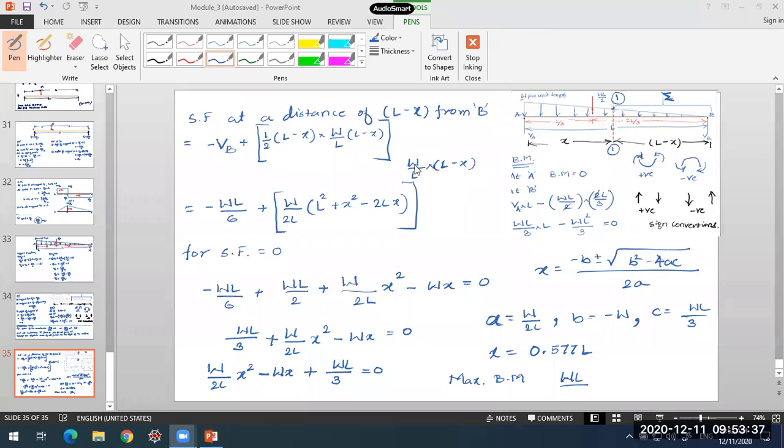Now the maximum bending moment value what we have is, okay, you get it in terms of equation, it is better than that. Just keep it in the form of equation only. Okay, taking moment of all the forces to the right of section. You need to calculate that maximum value of bending moment.